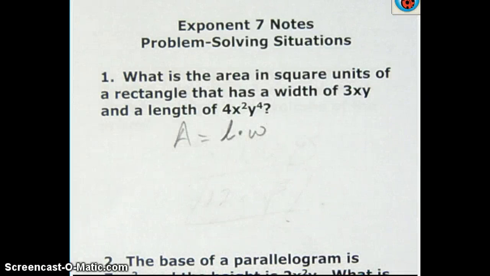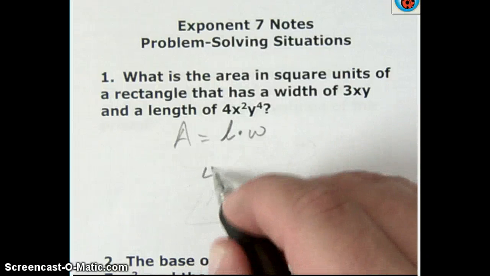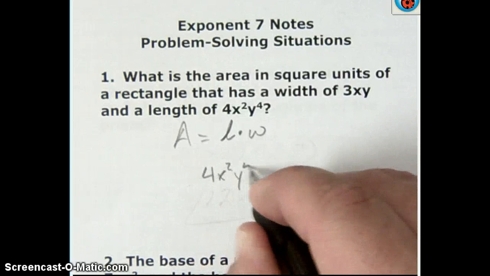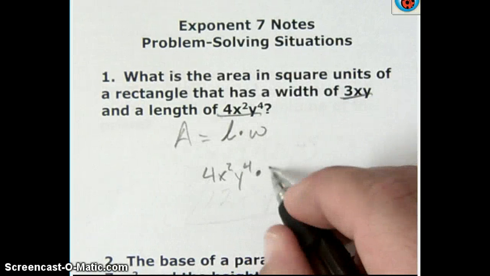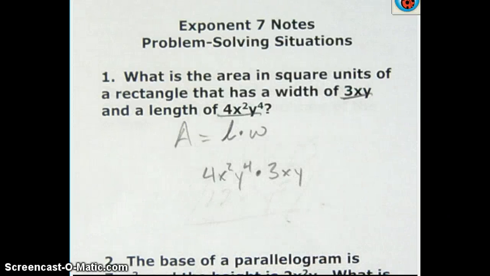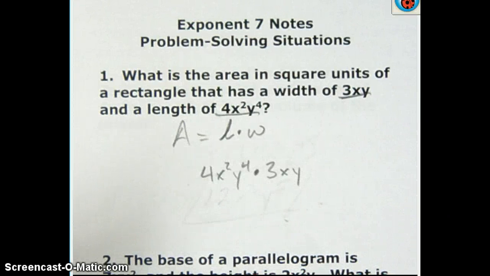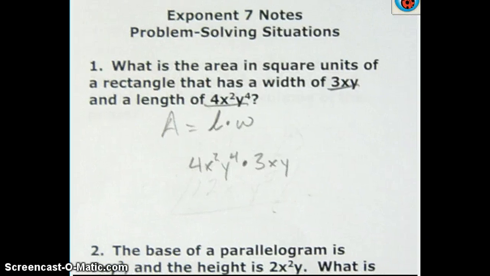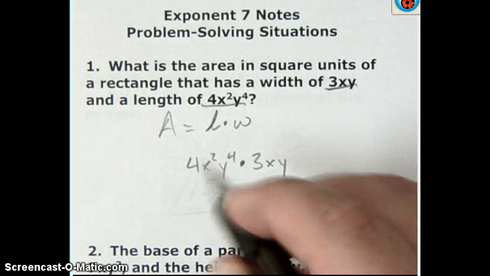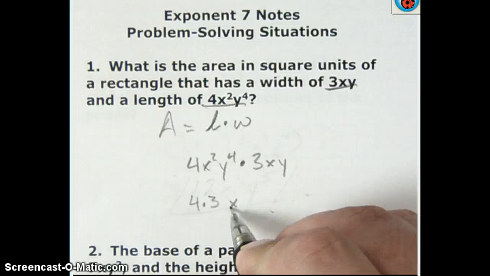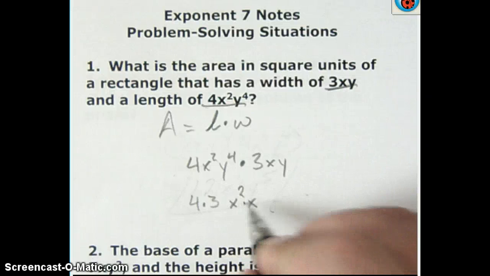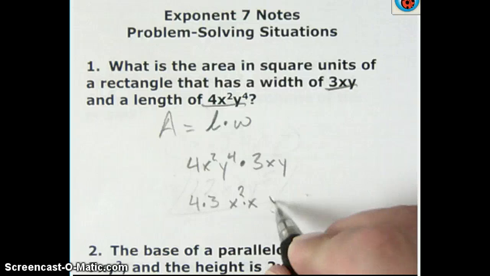Well, if the length is this expression, 4x squared y to the 4th, and the width is this expression up here, this just becomes a multiplying of powers problem. So it's just taking what we've learned for exponents and putting them into a problem-solving situation. We can rewrite this as our coefficients together, our powers with x's together, and our powers with y together.